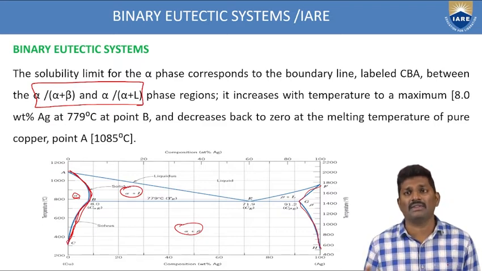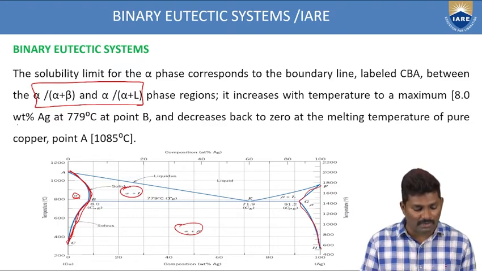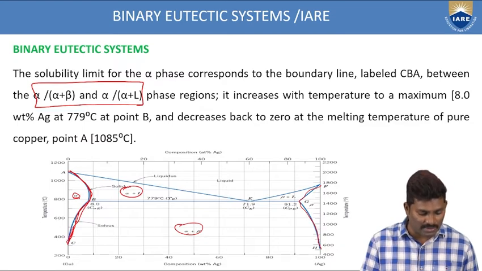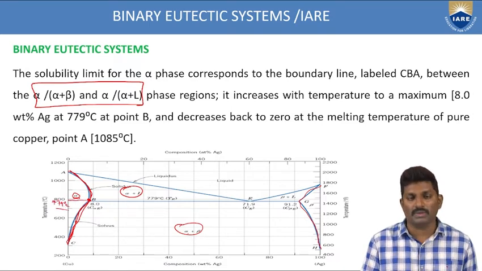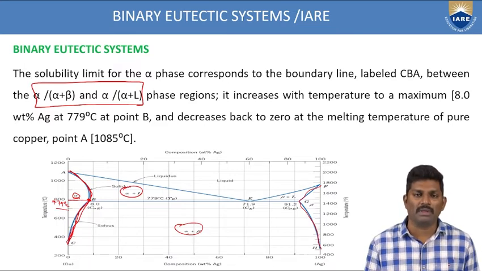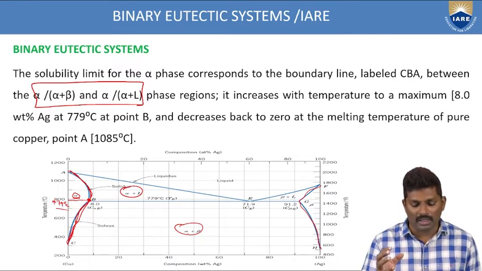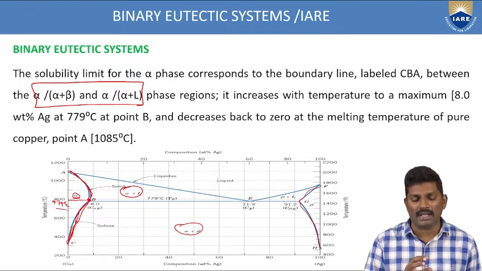It is increasing with the temperature to a maximum of 8 weight percentage of silver. How is it increasing? Slowly it is increasing, up to the point B. At point B, what is the weight percentage of copper? It is 92% of copper and 8% of silver. At what temperature? If you draw this here, approximately you are getting 779 degrees centigrade. So at point B, you are getting the maximum value of the weight percentage of silver with respect to copper.